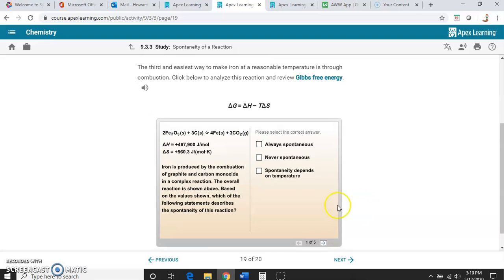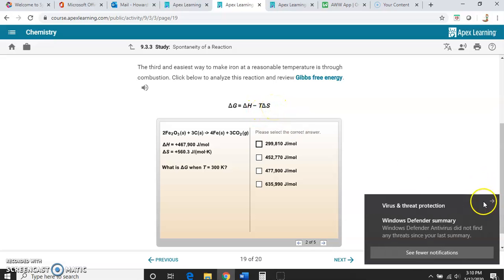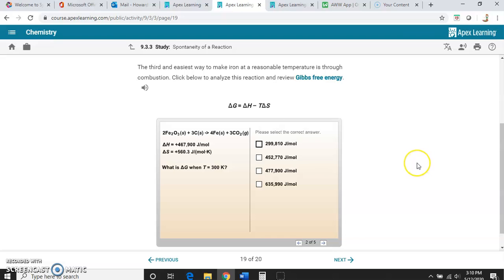And so spontaneity depends on temperature because they're both positive. Going back to our chart, we don't know if that's always spontaneous or never spontaneous. We have to depend on temperature. If we plug them in, the 300 Kelvin gets plugged in for temperature. We have the H right here. You just plug it all in and subtract. The answer should be 229. Now, is it positive or negative? That comes back to what's going on. It is going to be non-spontaneous because it's positive.